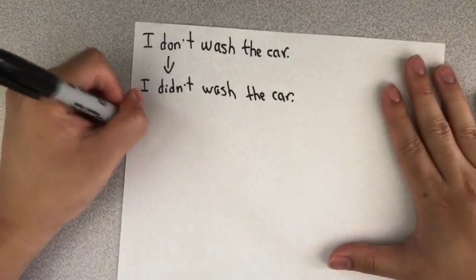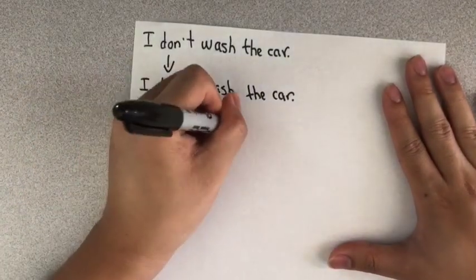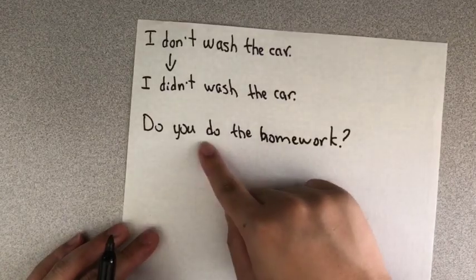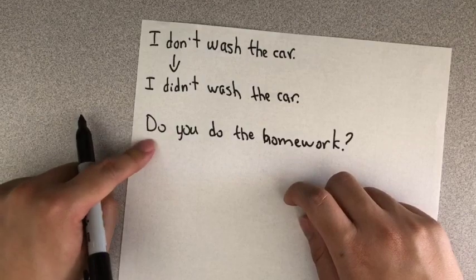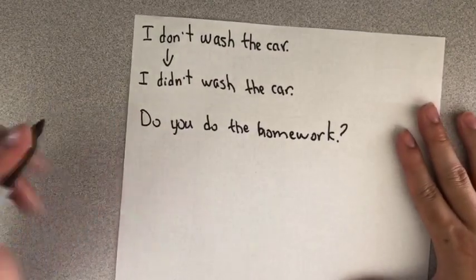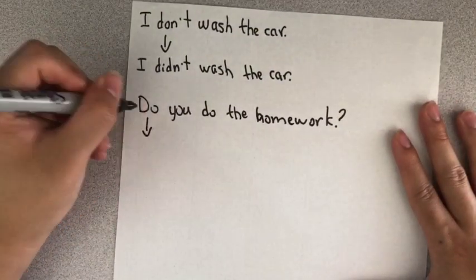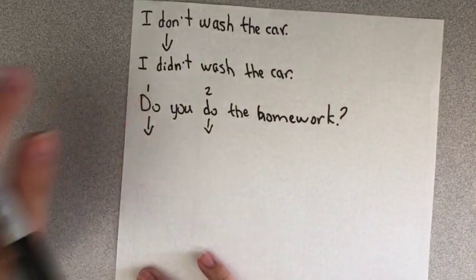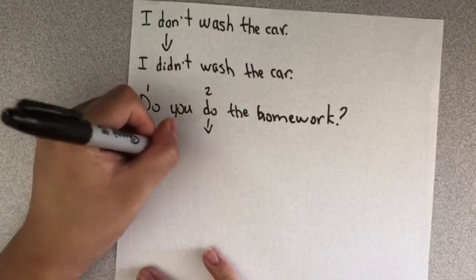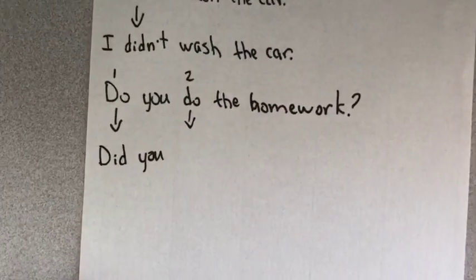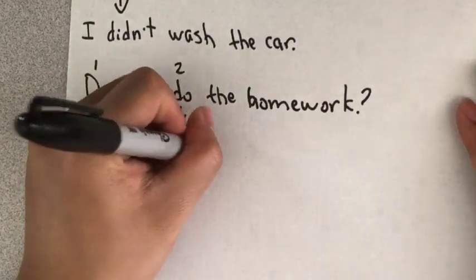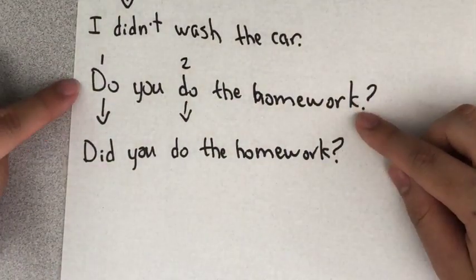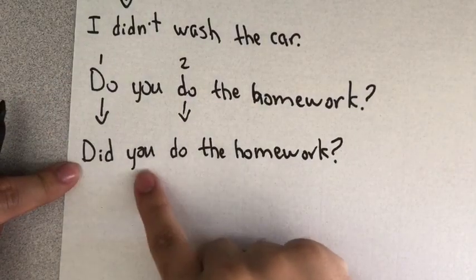Let's do one more. Do you do the homework? When we have a question, we use the word do. Let's change this to past tense. So this is verb number 1, and this is the verb that goes after. So it's number 2. We only change verb number 1. So we change do to did. Verb number 2 stays the same. So we say, did you do the homework? In present tense, we say, do you do the homework? In past tense, we say, did you do the homework?